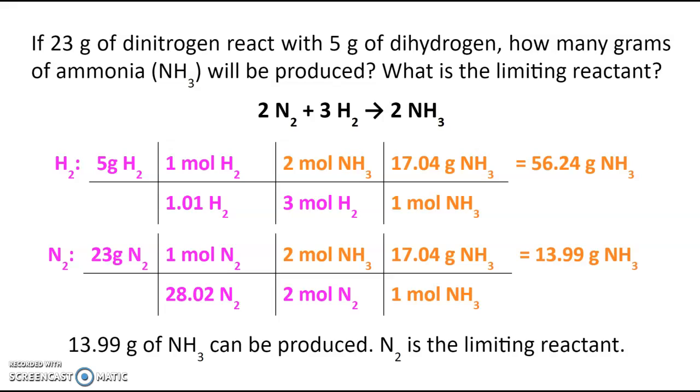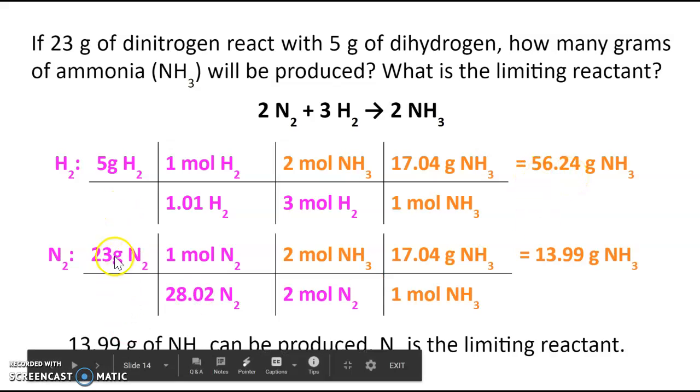So here it is worked out. I wrote out my equation. So 2N2 plus 3H2 gives me 2 ammonia. I'm going to take my 2 starting points, my 5 grams of hydrogen. I use my molar mass to get to moles. I have my molar equivalents. And then now I take my mass of ammonia to get the amount of product, which is 56.24 grams.